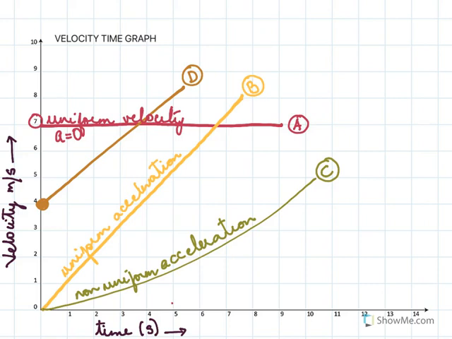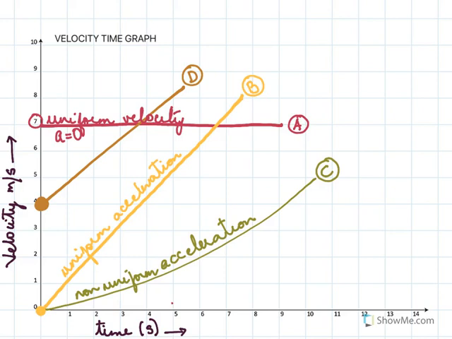What is the difference between B and D? Observe B. B starts from rest. Look at B. It has started from here. It has started from rest. But if you go to D, it has not started from rest. It has started from here. It had an initial velocity of 4 meters per second.